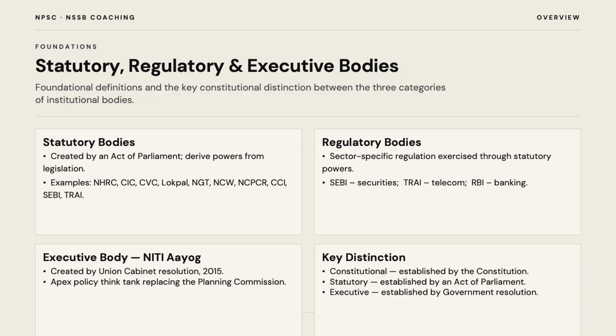The moment Modi ji came to power, he first came to power in 2014, and then he won the second election in 2019, and in 2024 he won again. After Modi ji came into power in 2014, the first major change he made was Niti Aayog, because the Planning Commission had 5-year plans.